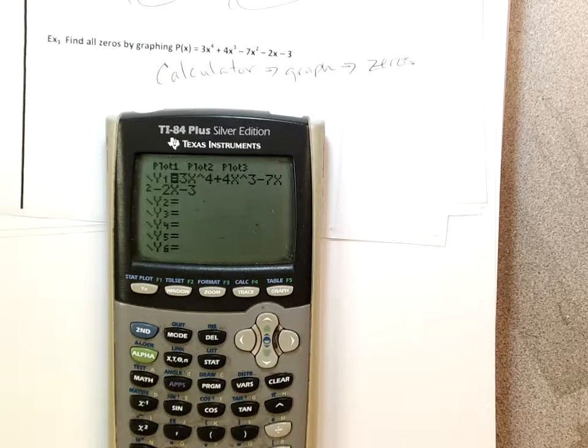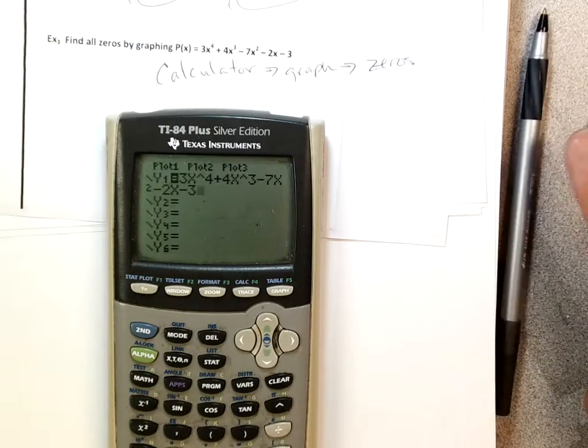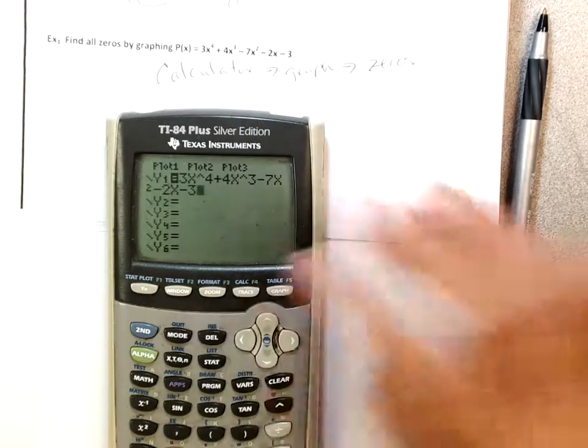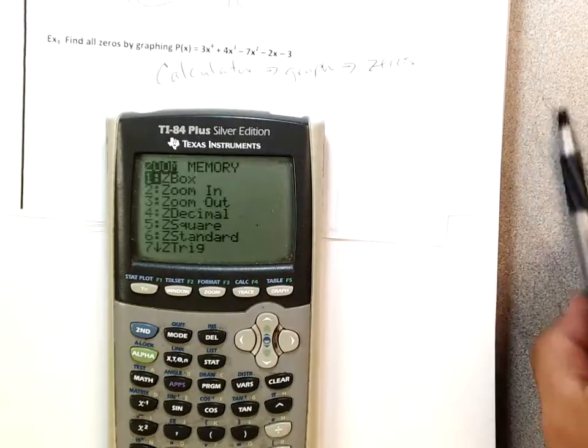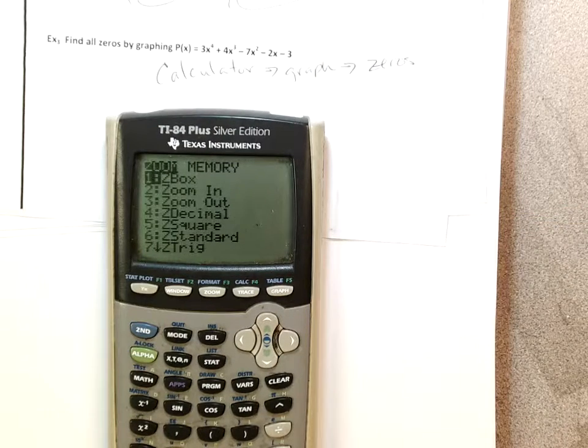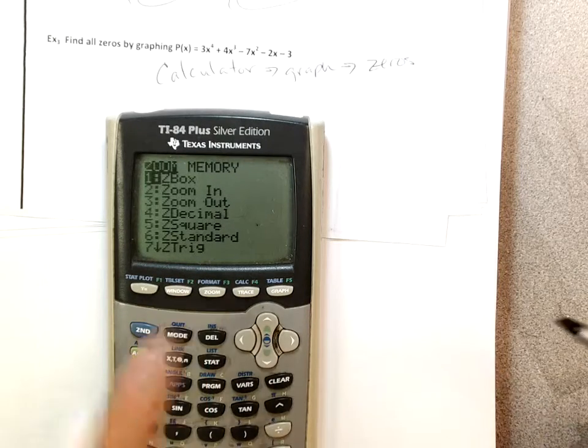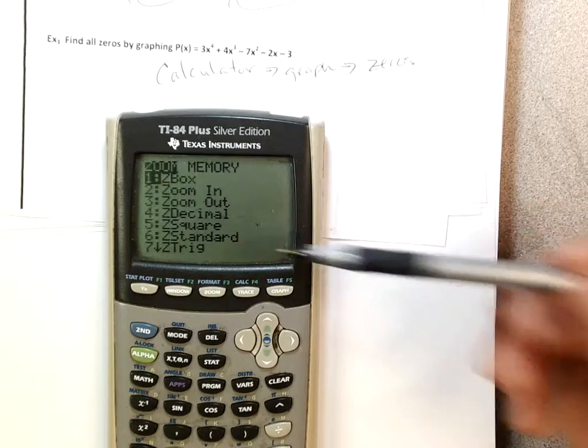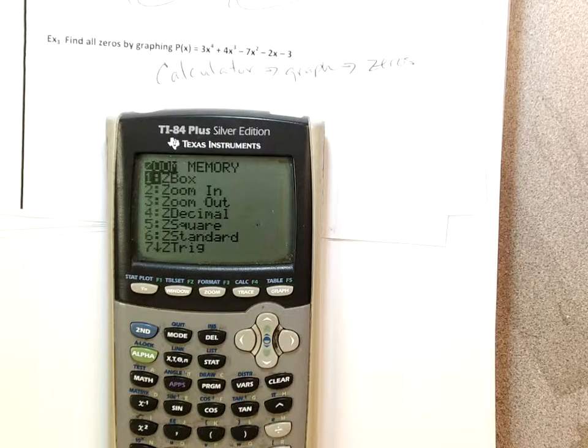Now my window, here's an easy window. I'm going to teach you an easy one. If you go to zoom, they've got a standard window, okay? Standard window means negative 10 to 10, negative 10 to 10. So instead of me going back into my window and typing in negative 10 for x min, 10 for x max, negative 10 for y min, 10 for y max, right? If I go to my zoom button, and I hit 6 for standard, it's just automatically going to change it to a standard window, okay?